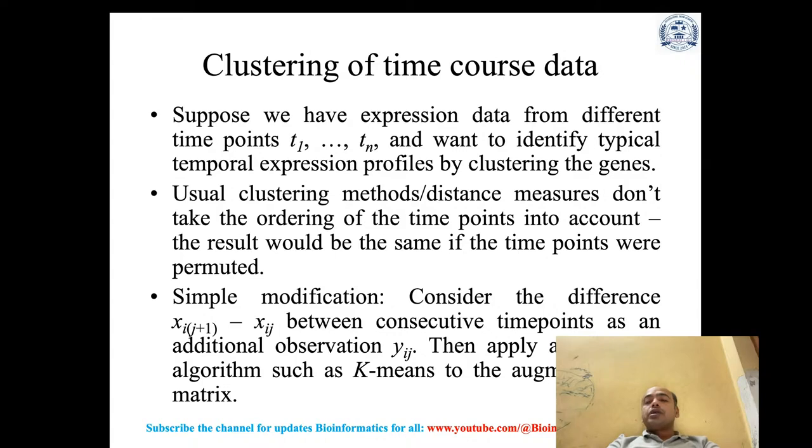Now, clustering of time course data. Suppose we have expression data from different time points and want to identify typical temporal expression patterns or profiles by clustering the genes. Usually, clustering methods or distance measures don't take the ordering of time points into account. The result would be the same if the time points were permuted. A simple modification: consider the difference between consecutive time points as an additional observation. Then apply a clustering algorithm such as K-means clustering to the augmented data matrix.